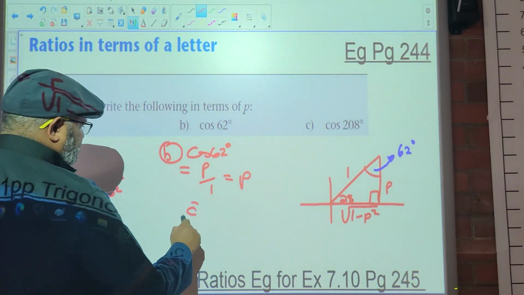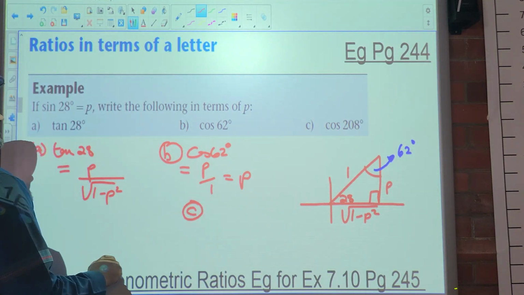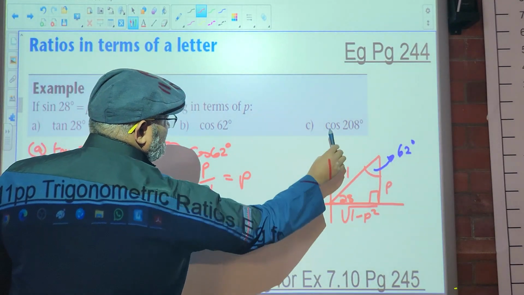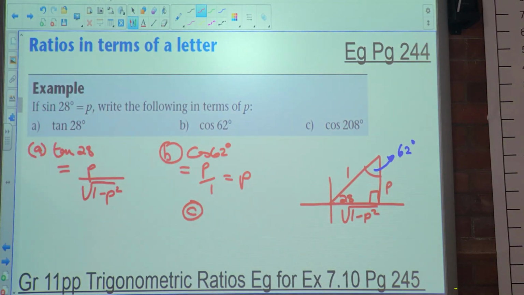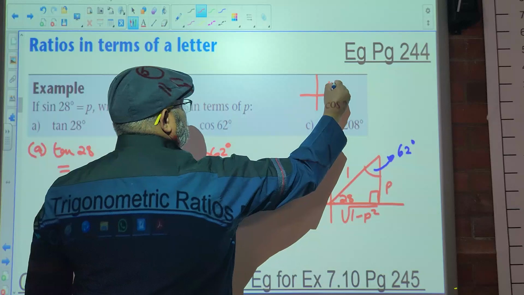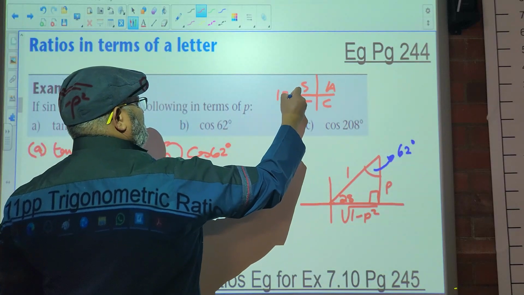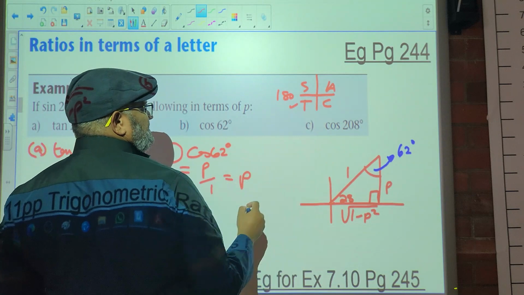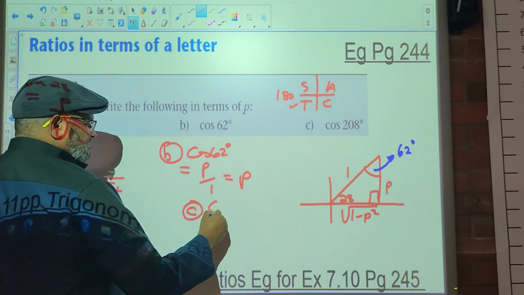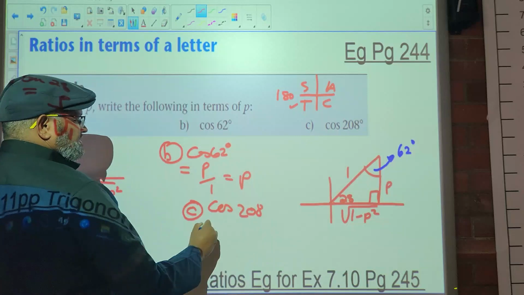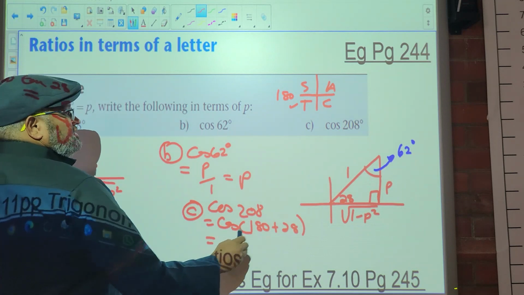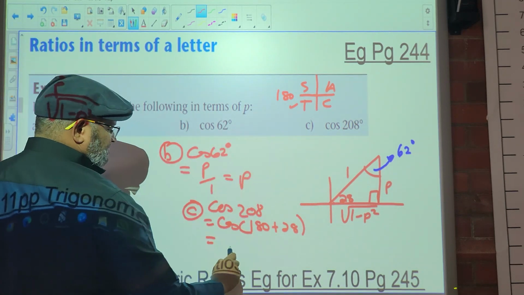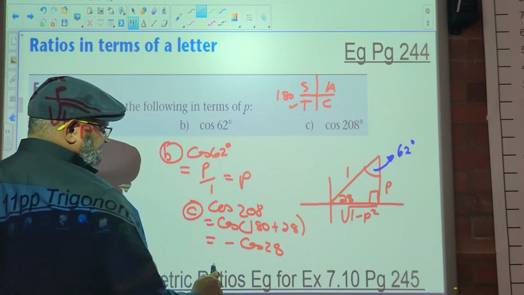Let's look at C. Cos of 208. Is there a 208 degree angle there? So what do I do? I reduce it to an acute angle first. Okay? So here we go, all stations to Claremont. This is 180 plus, as you can see, it's in the third quadrant. So it becomes cos of 180 plus 28. Is cos positive or negative in this quadrant? It's negative. So it's negative cos 28.